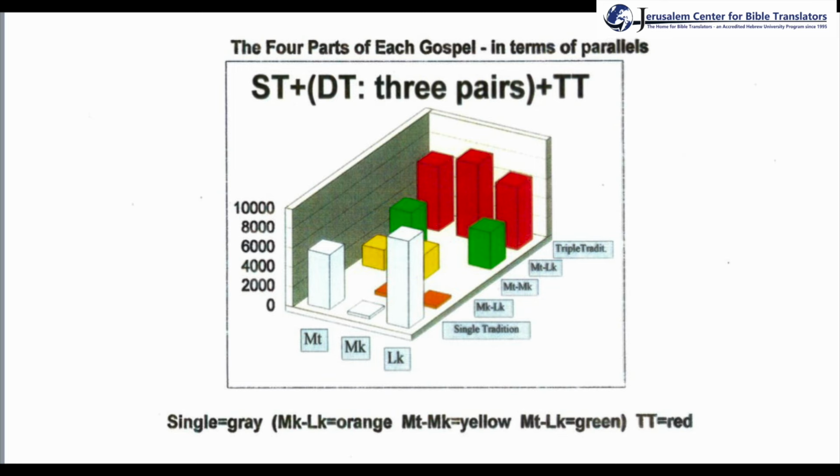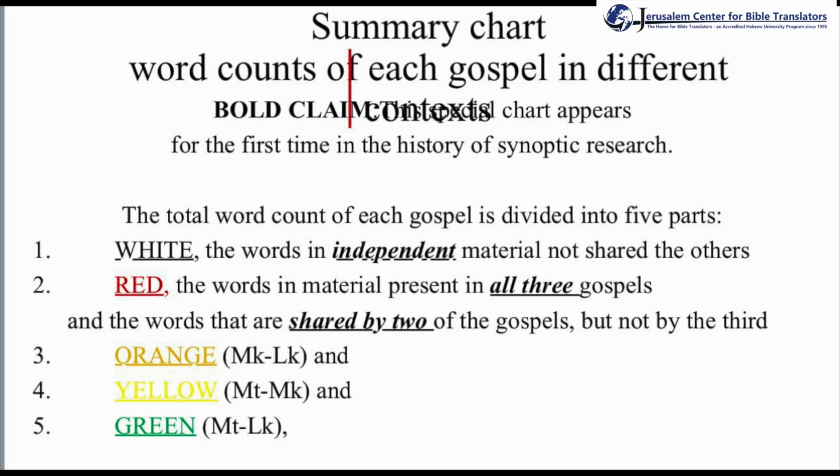That's stories that he has that nobody else has. If it's in yellow, it's what he and Mark share. If it's in green, it's what he and Luke share. And if it's in red, it's what they all three share. So this summary chart makes a bold claim as to have been made for the first time in the history of synoptic research. And here again, each gospel is divided into 5 parts.